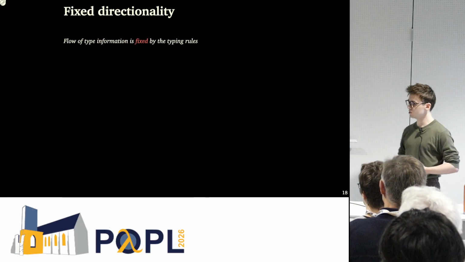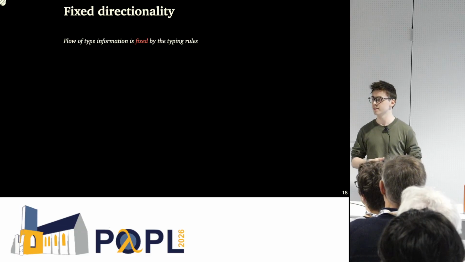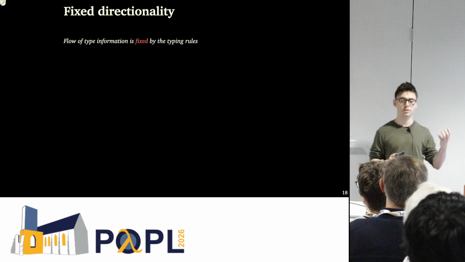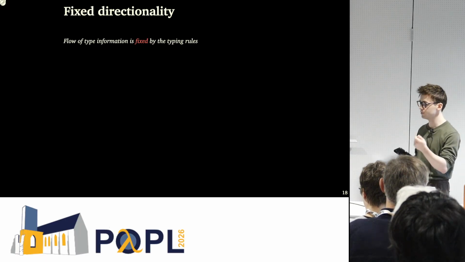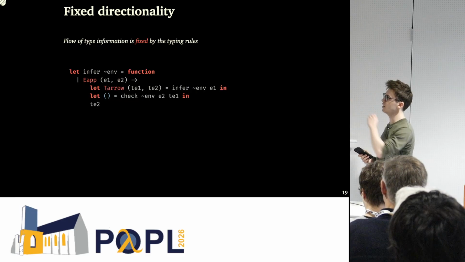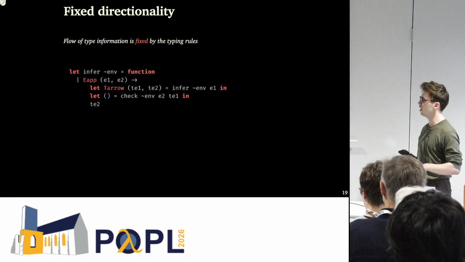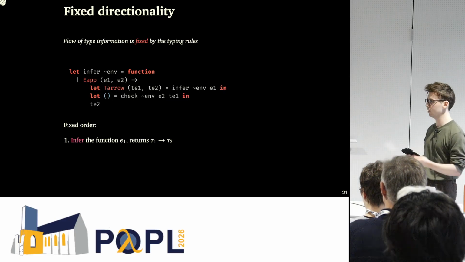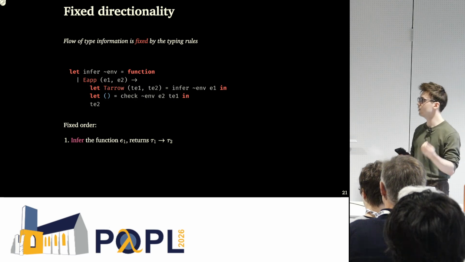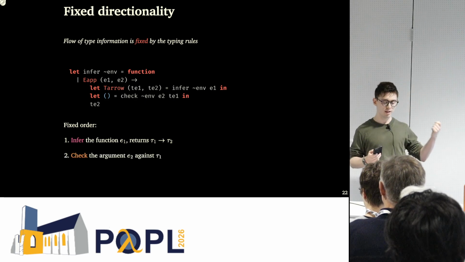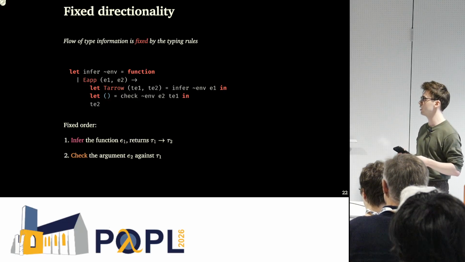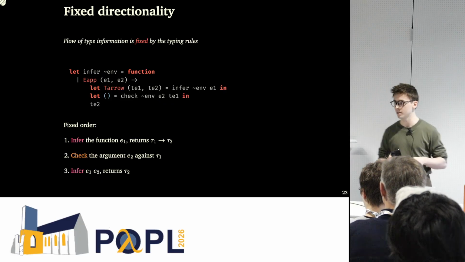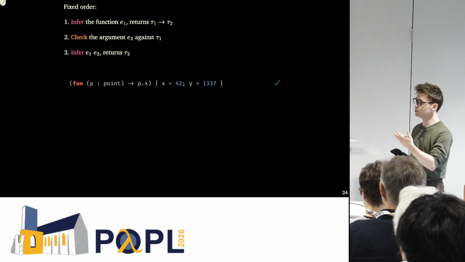But it comes at a cost, and the cost is fixed directionality. So the flow of type information can only go in a given way in bidirectional systems. It's fixed by the typing rules. If we take applications, for instance, you would first infer the function has the arrow type tau1 to tau2, and then you check that the argument has the expected parameter type tau1, and then you infer the entire application has the type tau2.